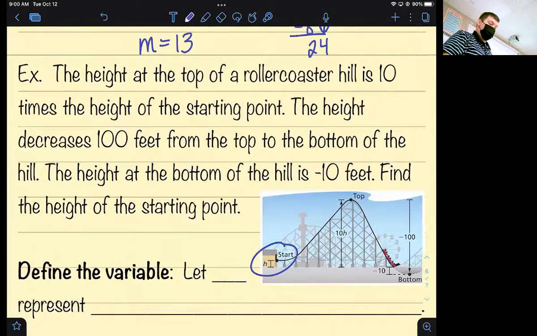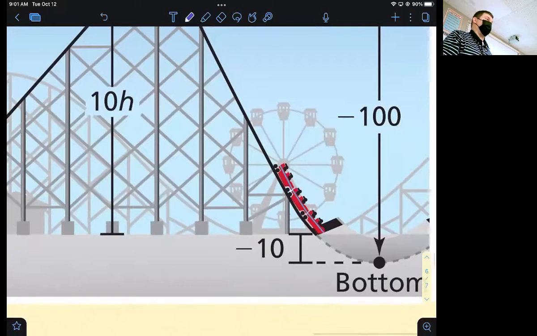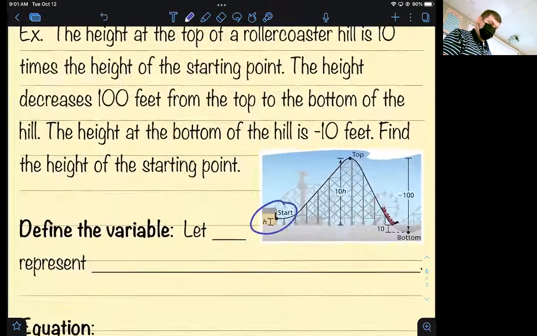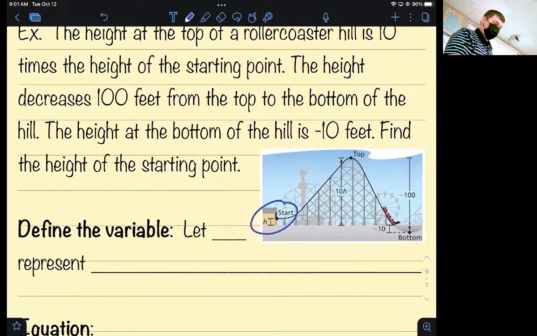The height decreases by 100 feet when you make that drop. It decreases by 100 feet from the top to the bottom. And the height at the bottom of the hill is negative 10 feet because you're going underground, looks like, in a tunnel. Find the height of the starting point.